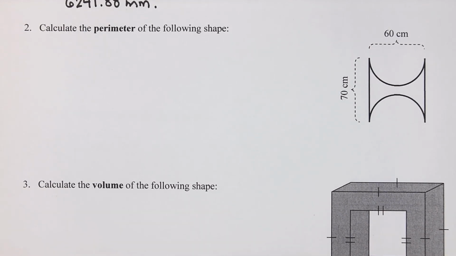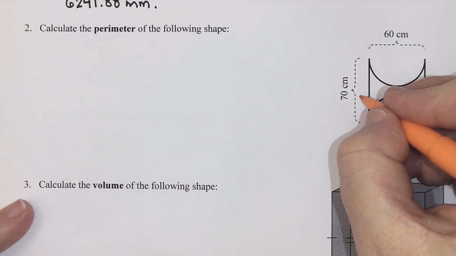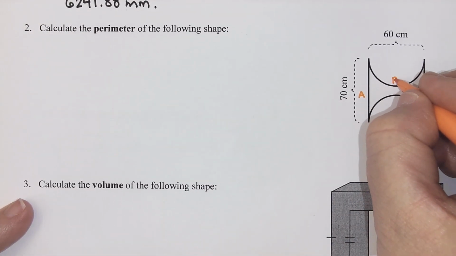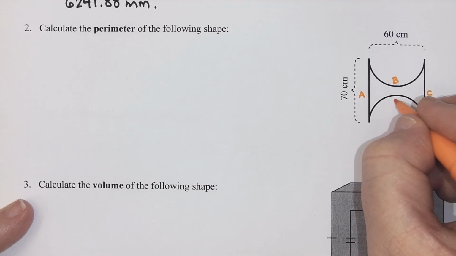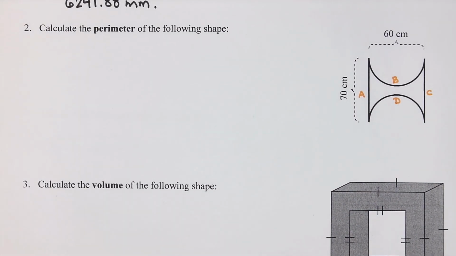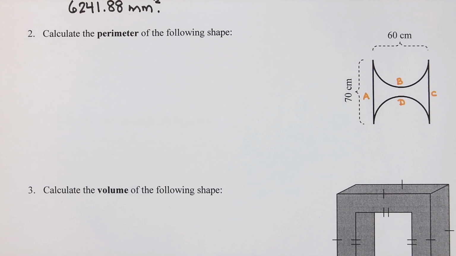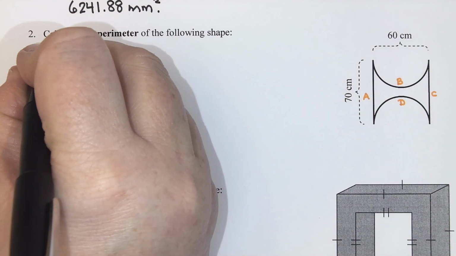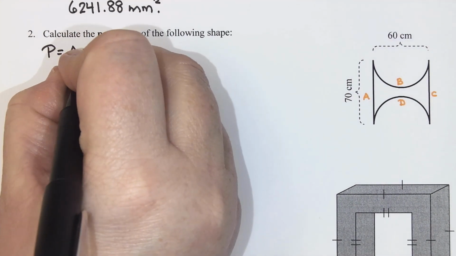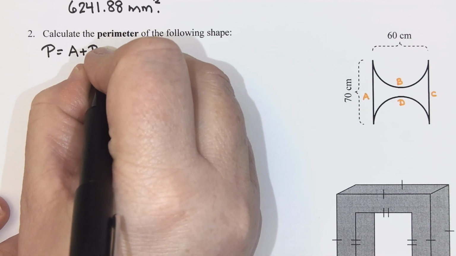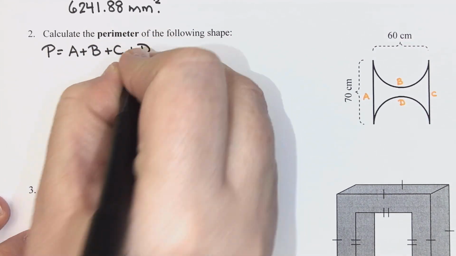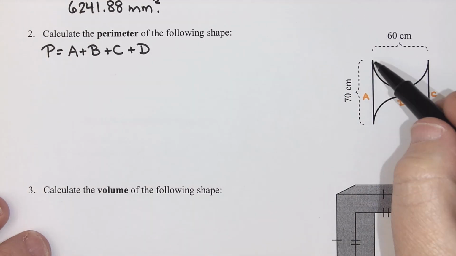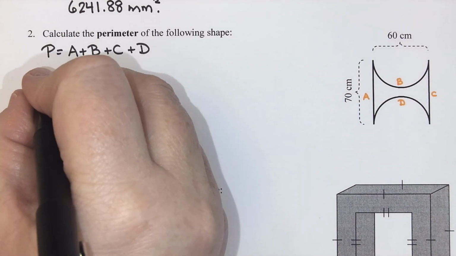So I am just going to letter these so I can keep track of which one's which. I might call this A, B, C, and then this one D. To calculate the perimeter of a shape, we are going to just add all of our outside sides together. So my perimeter is going to be A plus B plus C plus D. Now, I know that side A is 70.